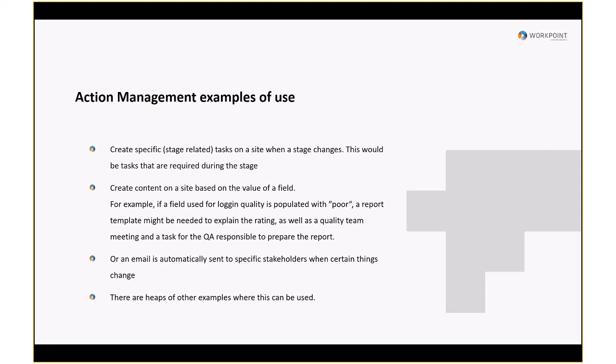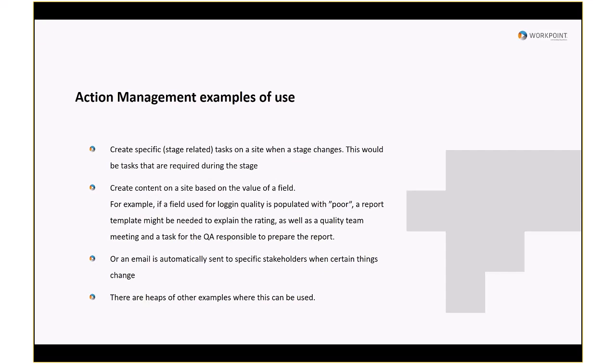An example for use of action management could be when you have specific stage-related tasks on a site. Let's assume we have a specific process for managing a case, and when the case goes into stage X, there are a number of things that need to be carried out by certain users. So you can create tasks that need to be published on a case site when the case goes into a specific stage, and you can even assign those tasks to specific users in the process as well. So it's not just empty tasks that somebody needs to pick up, it's actually assigned to certain named users.